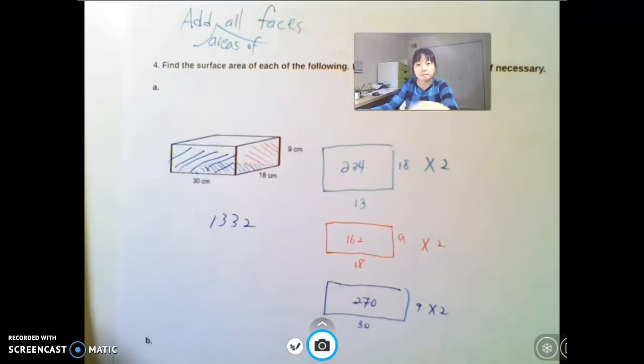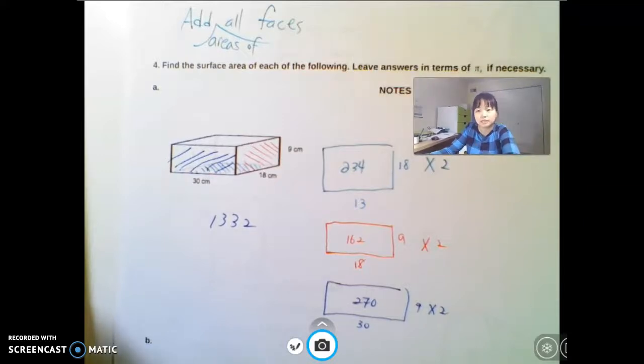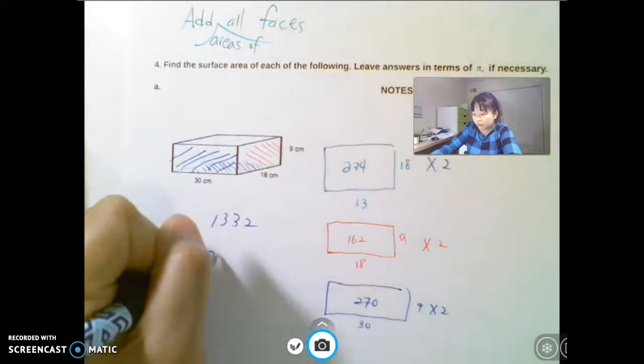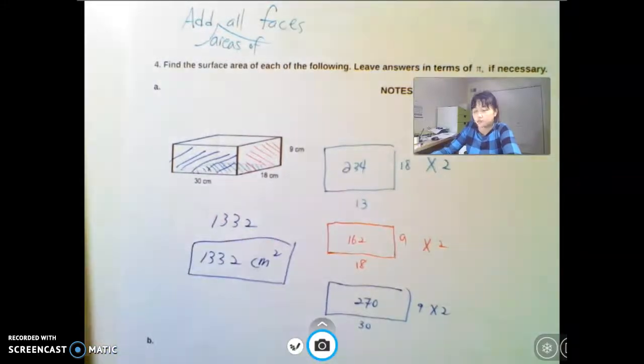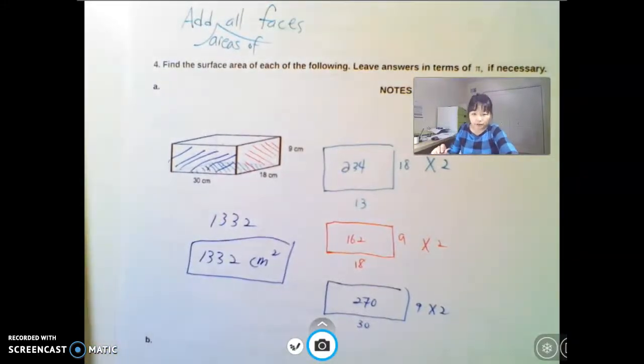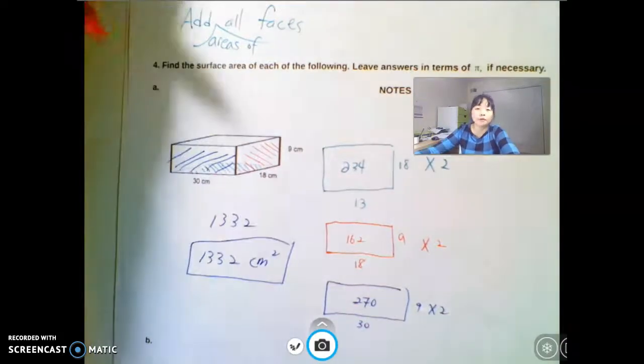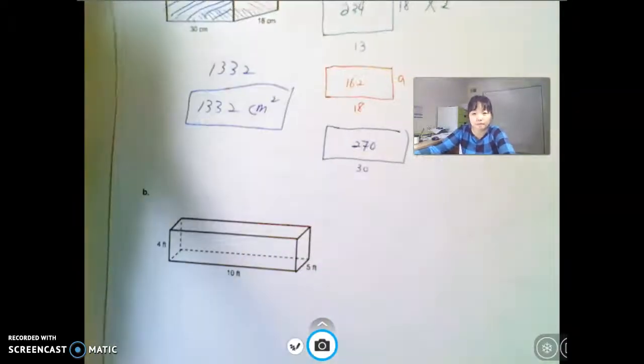1332. And then before you square in the answer, please check the unit. So it'll be 1332 centimeters squared. Surface area is all squared for the unit. So that's one way. Now, the other way would be the formula way.